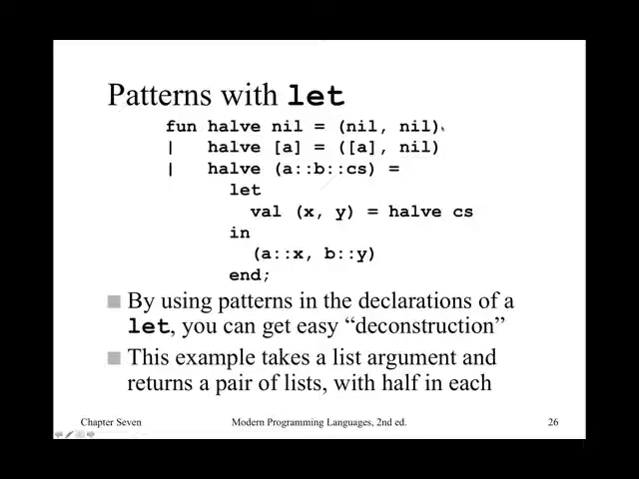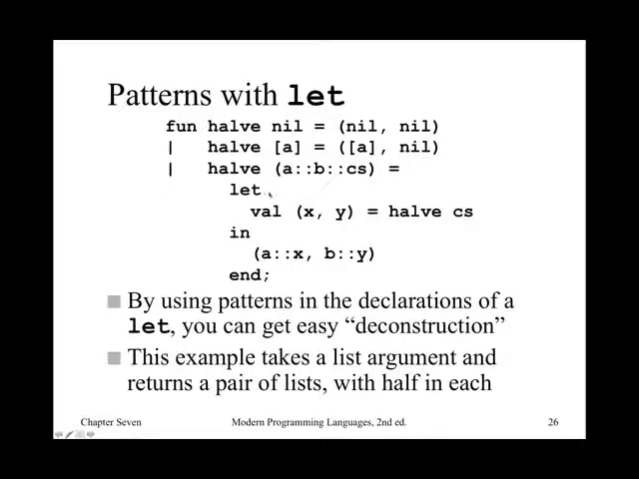So both of these are base cases: the nil case for when it's an even number of elements, and the A case for when it's an odd number. When it's two or more, then what I do is define this halving function with the input A, B, and CS. Remember again, the cons function, this is a pattern, and it matches any list of at least two elements. We're going to call the first guy A, the second guy B, and the rest of it CS.